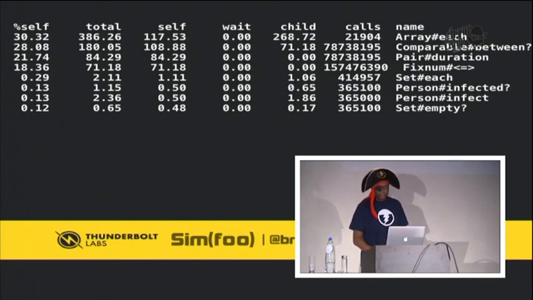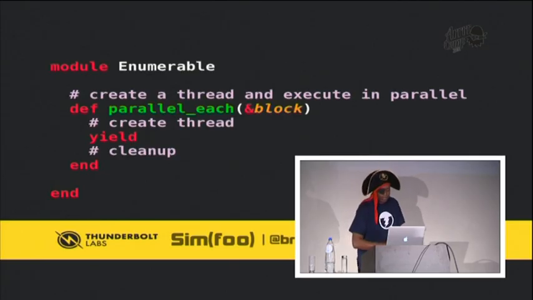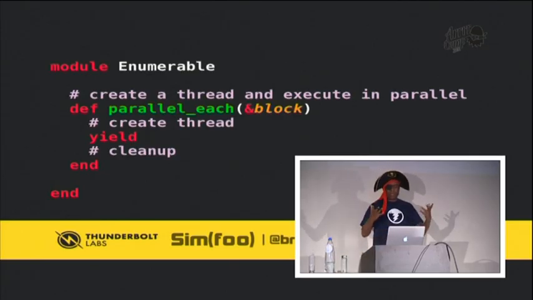is very, very slow. So I thought about it. So let me get crazy here. I said, why don't I just override enumerable?